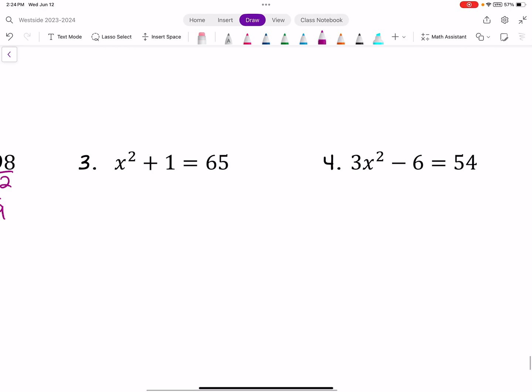Looking at number 3, we want to get the x squared by itself, so we're going to go ahead and subtract 1 first. So x squared would equal 64. Going to take the square root, so x would be 8 and x would be negative 8.